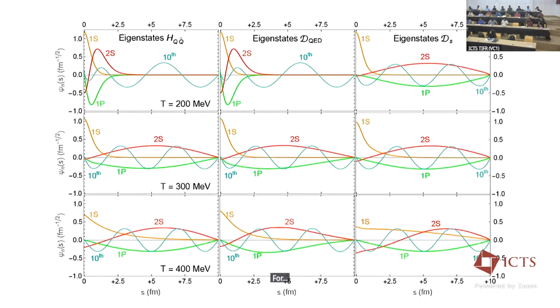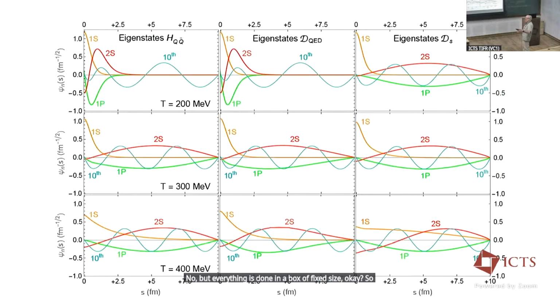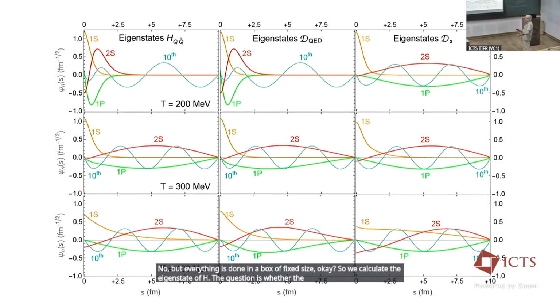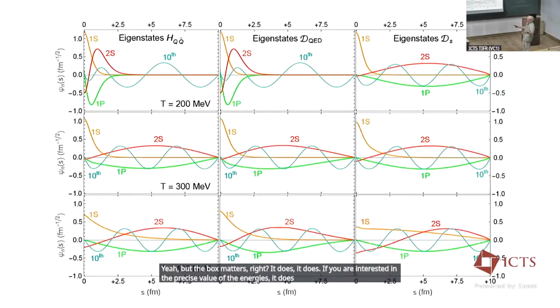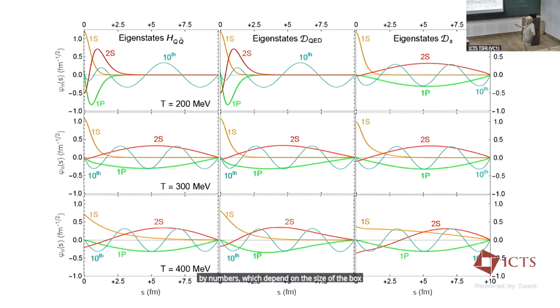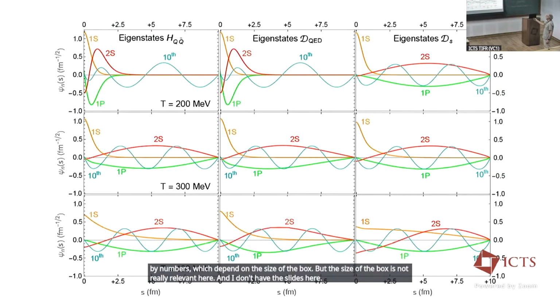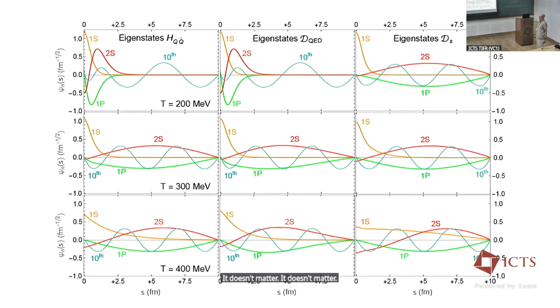No, but everything is done in a box of fixed size. Okay, so we calculate the eigenstates of H. The question is whether they are the eigenstates of H or the eigenstates of D. That's the question, irrespective of the size of the box. Yeah, but the box matters, right? It does if you are interested in the precise value of the energies, because the states are quantized by numbers which depend on the size of the box. But the size of the box is not really relevant here. I don't have the slides here, but if you go to the paper, you will find we have done checks to analyze as a function of size. It doesn't matter. It's not a finite size effect.